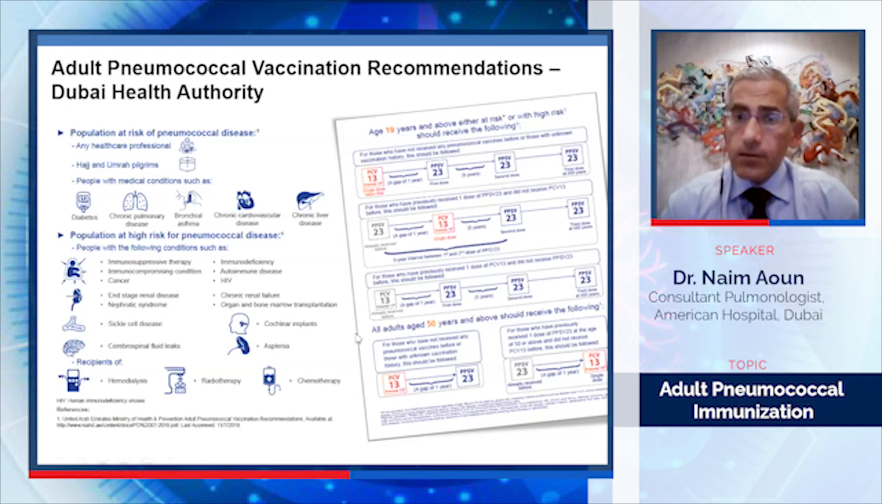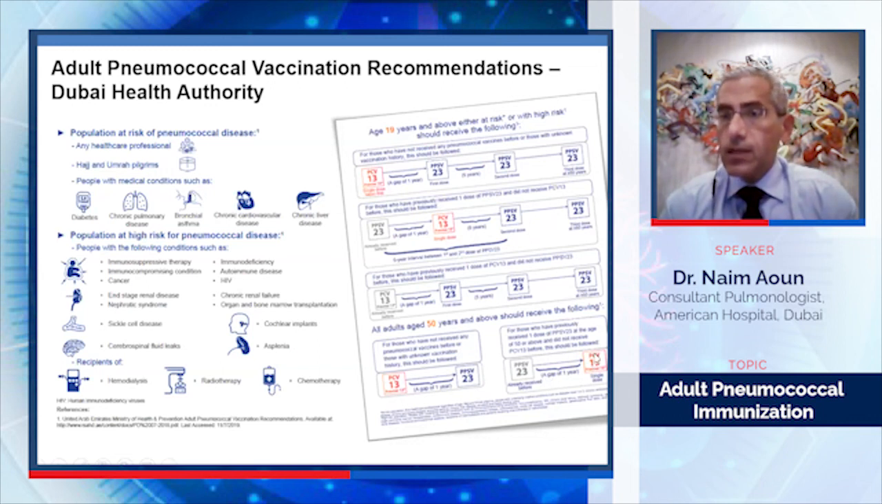The interesting part is also that it's more liberal than some other countries. All adults aged 50 years and above should receive the following: PCV13 initially, if they have never received a vaccine before, and then after 1 year receive the PPSV23. For those who have previously received one dose of PPSV23 at the age of 50 or above and did not receive PCV13 before, this should be followed after an estimated year by PCV13, because they consider that some people could have received the 23 beforehand.